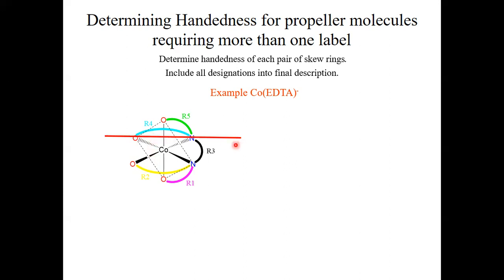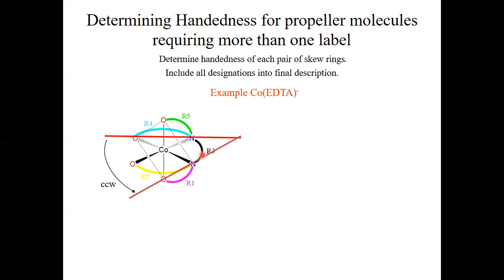We have to draw a horizontal line to the two donor atoms. But we also have to draw a horizontal line here to these two donor atoms. Okay, and then you have to decide, well, how do we need to rotate that horizontal line? So can you tell me how you would need to rotate it? Clockwise or anti-clockwise? Correct, anti-clockwise. Good. So, anti-clockwise. So that means that we have a lambda designation.